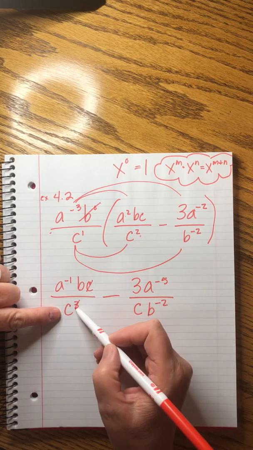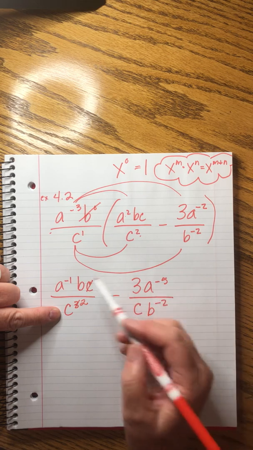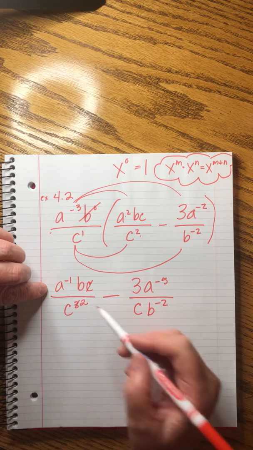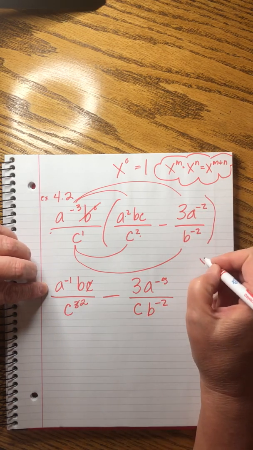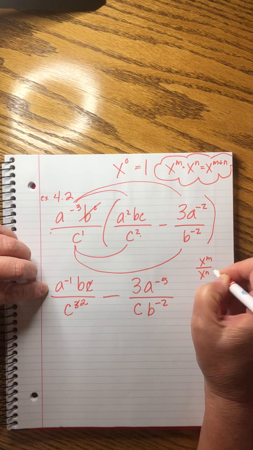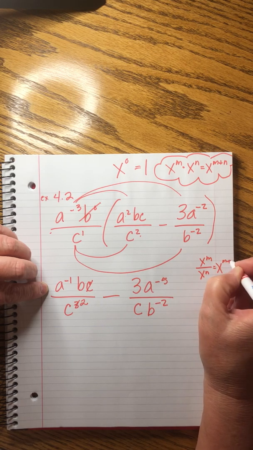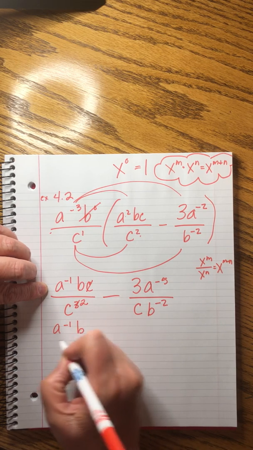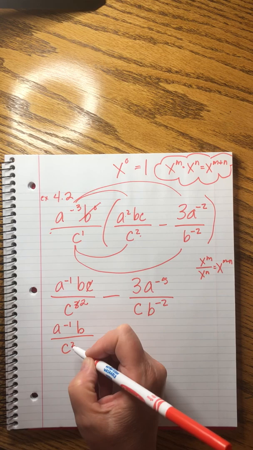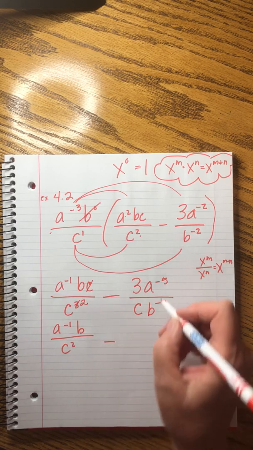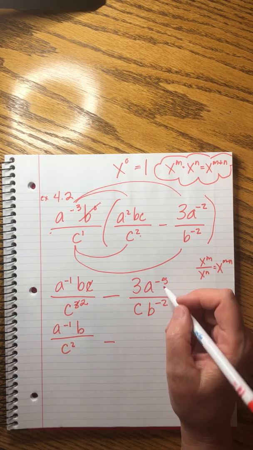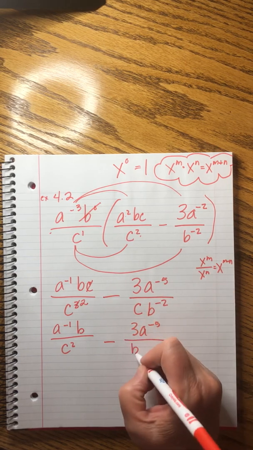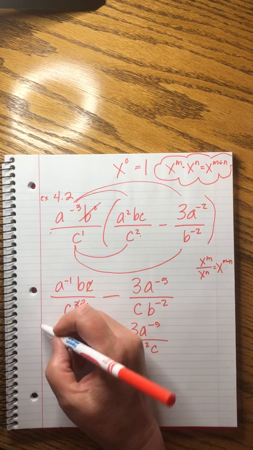This is going to go down because I use this rule. And so this becomes a to the minus 1, b over c squared, minus, and it looks like there's nothing I can do for that one, 3a to the minus 5 over b to the minus 2c. I want those alphabetical.